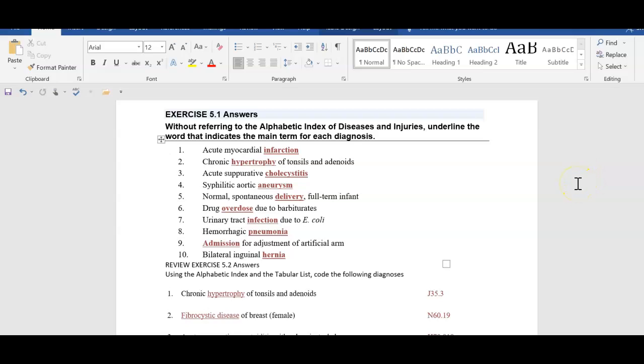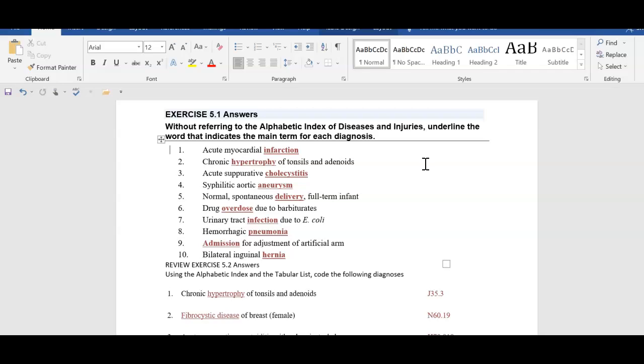Okay, so students, for this assignment, I'm going to go through the answers, and then when we do 5.2, I will actually go through the coding part on how to look up the code to get the correct answer. So let's just start here with 5.1: without referring to your alpha, underline the word that indicates the main term.